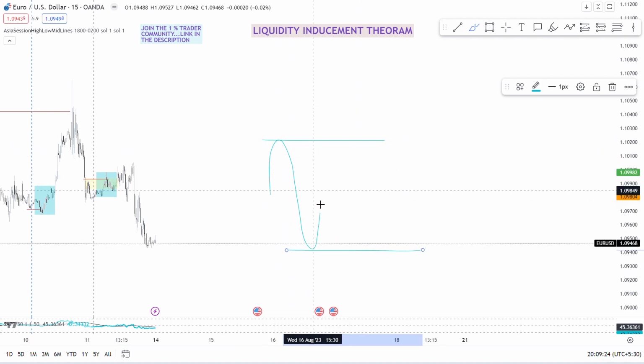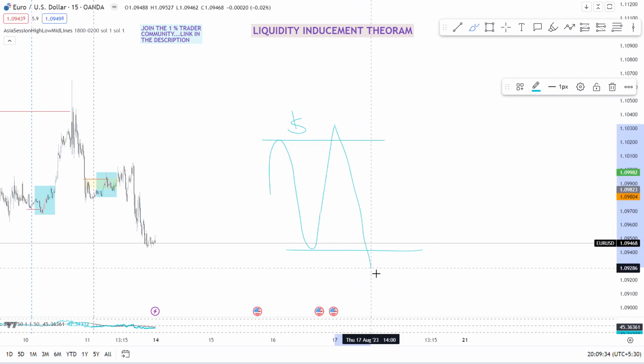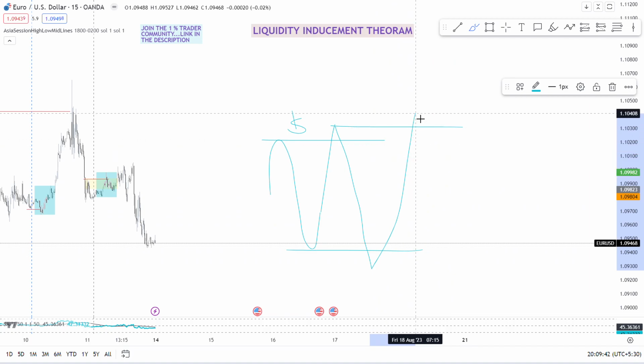This is called the phase 1 of the liquidity cycle. Now, if this liquidity got taken out, now we entered the phase 2 of the liquidity cycle. Now, this liquidity got taken out. Now, after this, we will enter into the phase 3 of the liquidity cycle. This liquidity will be taken out.